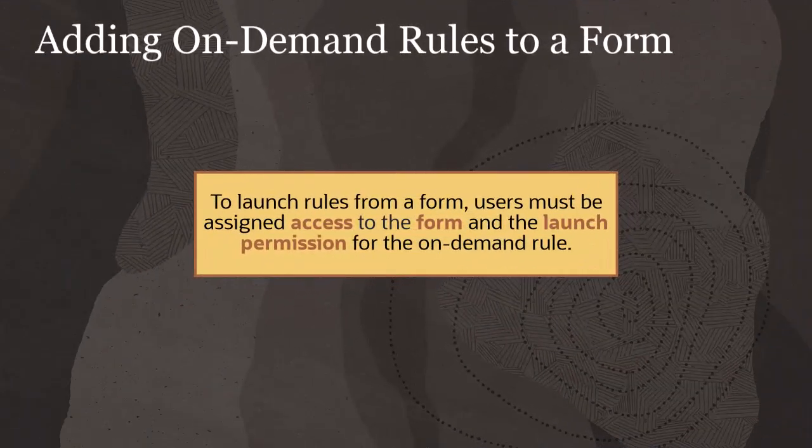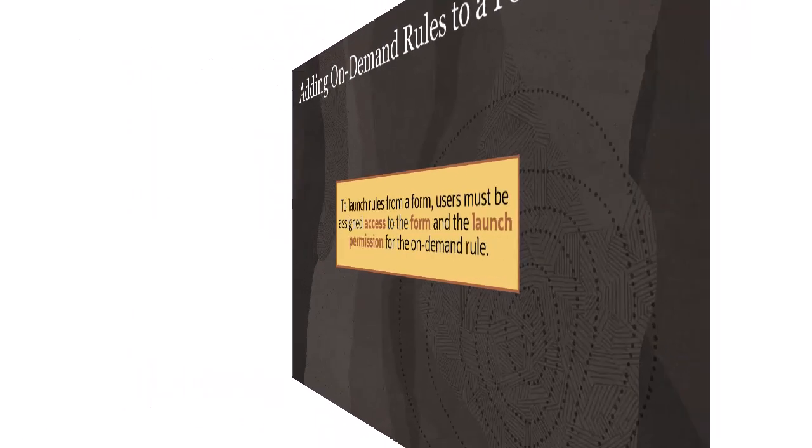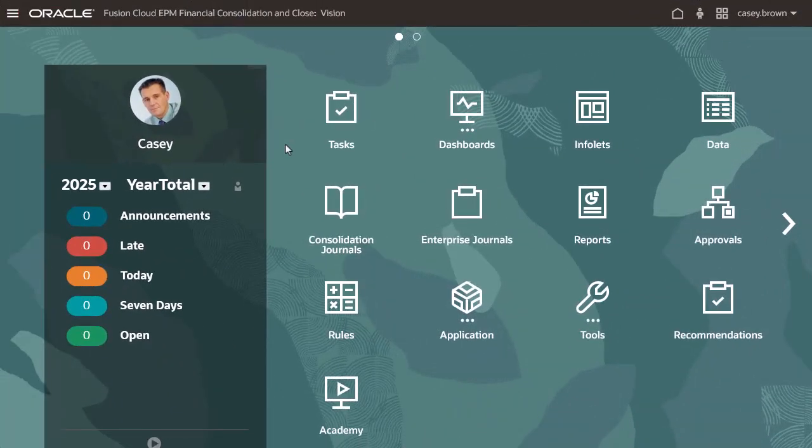To launch rules from a form, users must be assigned access to the form and the launch permission for the on-demand rule. First, I'll create an action menu to launch an on-demand rule.